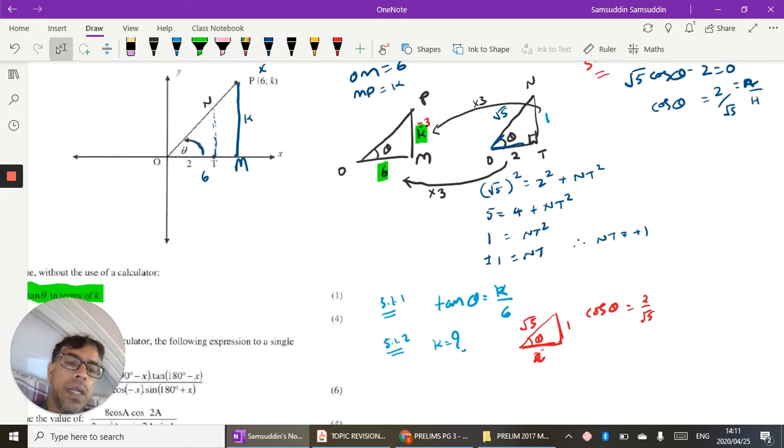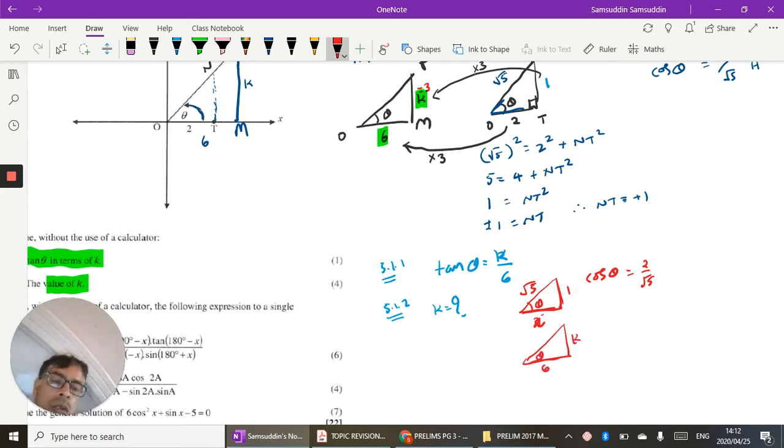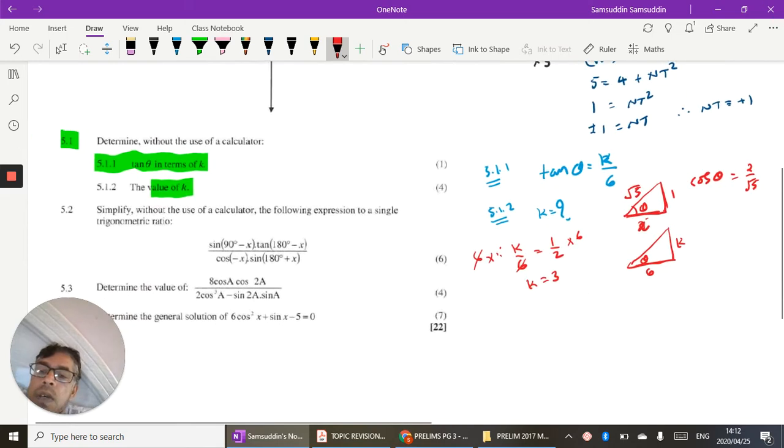Once I complete it, I compare this triangle with the first triangle, where my angle is the same, theta. This side was given as 2 and the other is k. So I can say k divided by 6 equals 1 divided by 2. Multiply both sides by 6 to get rid of the denominator. So I get k equals 3. That's my second answer, 5.1.2.